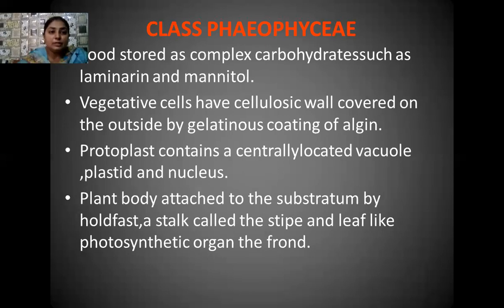Yes, if you have to study the type of food that is stored in the class Phaeophyceae, the food stored is complex carbohydrates such as laminarin and mannitol. And vegetative cells have a cellulosic cell wall. This cellulosic cell wall is covered from outside by a gelatinous coating of algin. And if we want to talk about the protoplast, it contains a centrally located vacuole. Besides the vacuole, plastids and a nucleus are present.